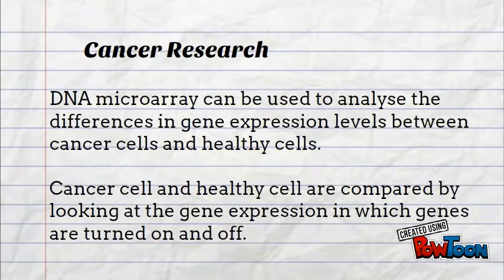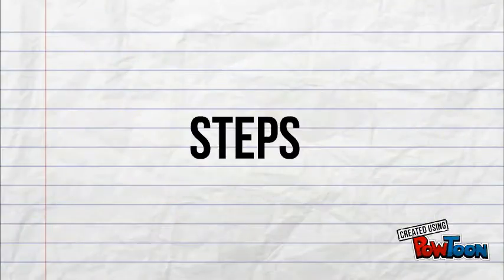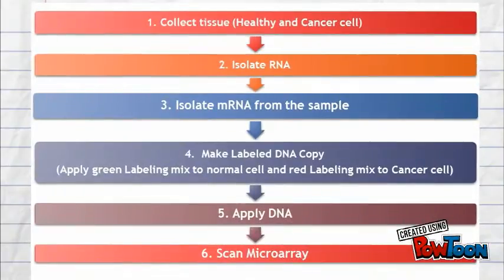In cancer research, DNA microarray can be used to analyze the differences in gene expression levels between cancer cell and healthy cell. Cancer cell and healthy cell are compared by looking at the gene expression in which genes are turned on and off. These are the steps of DNA microarray in cancer research.